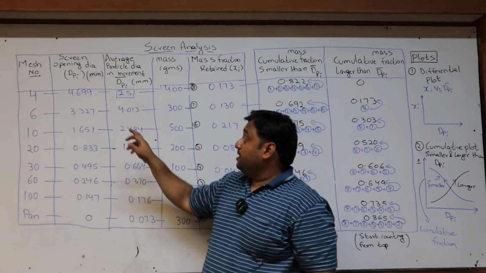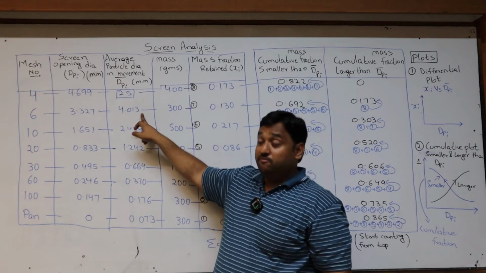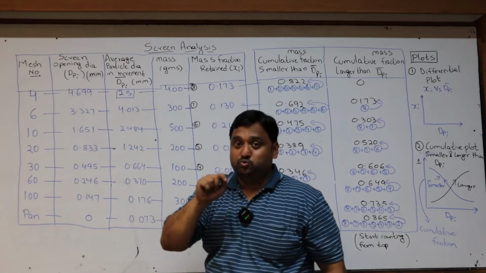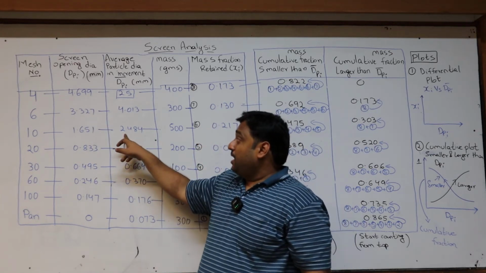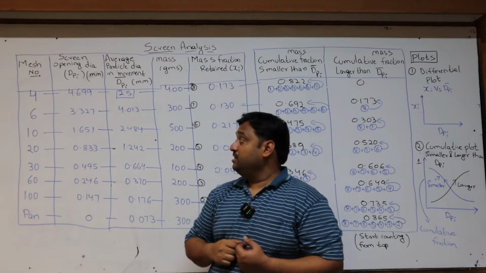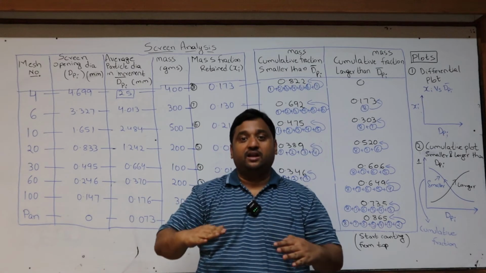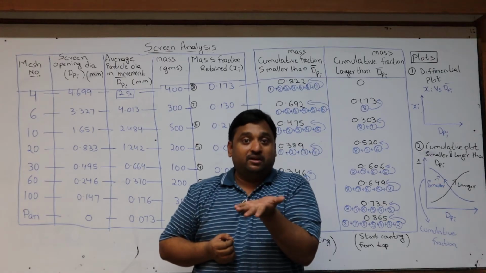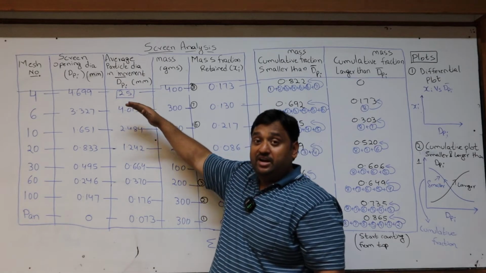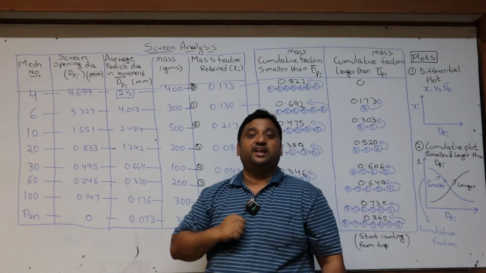Okay, that means the particle diameter is 0.513. It has come from 0.699 plus 0.327 by 2. Then imagine the particles on screen number 10. What is its diameter? That means they have passed through screen number 6 and stopped on screen number 10. Then the particle diameter on screen number 10 is the average of 6 plus 10 by 2. Similarly, you can define the particle diameters of all the particles on each and every screen.